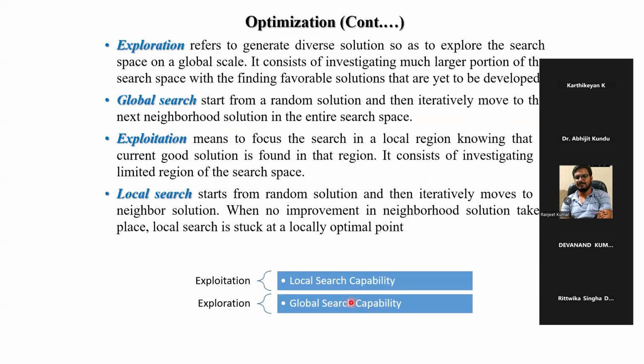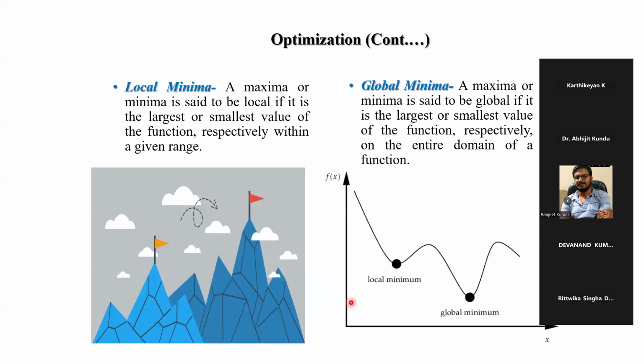So what are exploitation and exploration? Exploitation is basically the local search capability. When our area is limited and is a local area, we can consider that exploitation. And when it is in the global area, it is known as exploration. In this slide we can easily see what exploitation and exploration are. Here, this is our first zone or area 1, and this is our area 2.